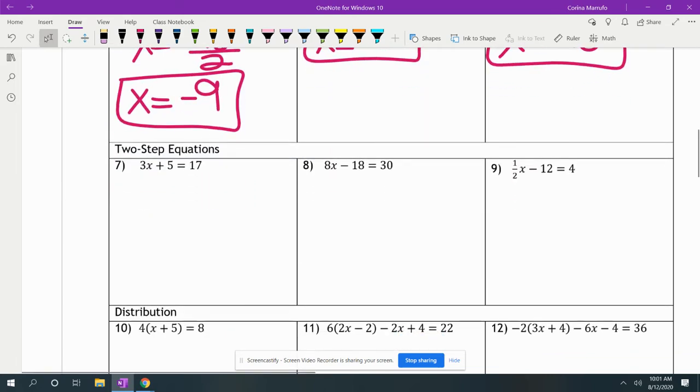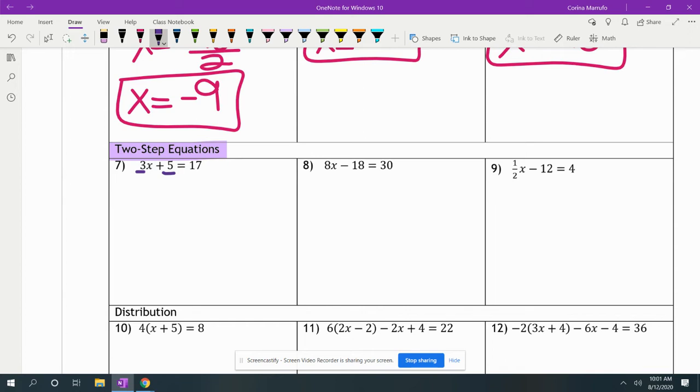All right, now we're going into two-step equations. Two-step equations is when it takes 2 steps to solve the equation. So here we have 3x plus 5 equals 17. We have this 3 that we need to cancel out with the x, and we also have this plus 5 that we cancel out with the x.